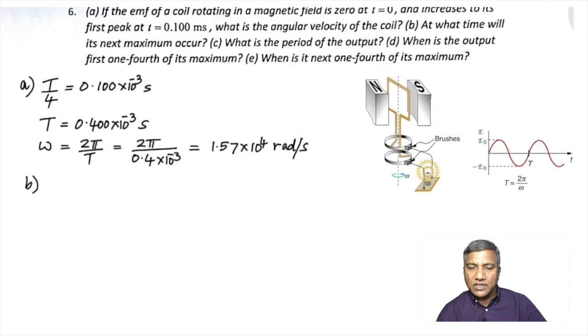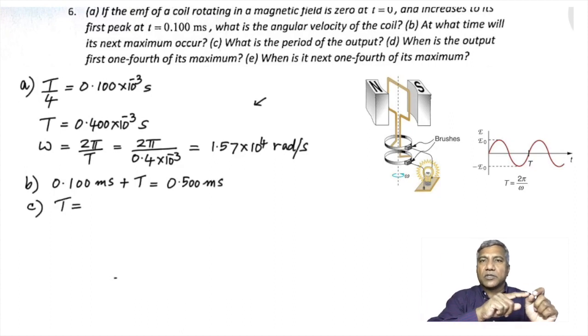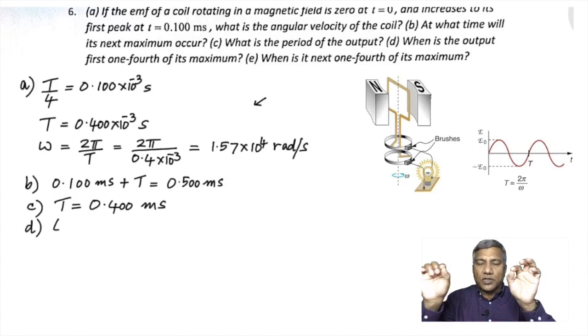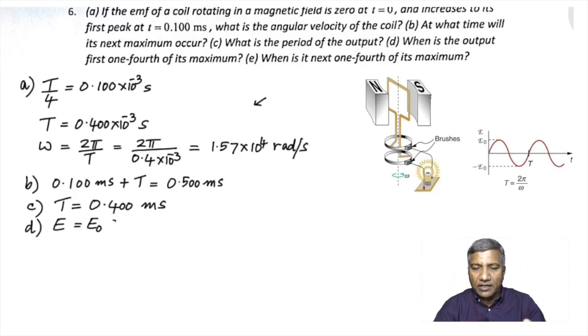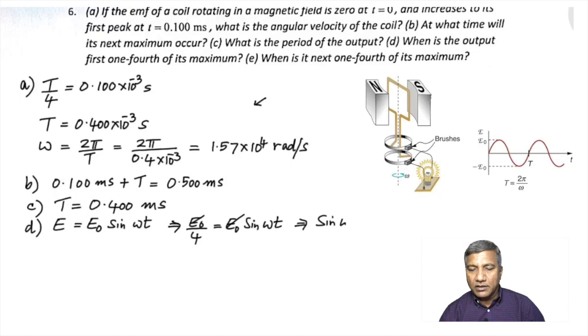And then it says at what time will its next maximum occur. Its next maximum will come one time period after the first peak, because you have the first peak and then you have the next peak, and the time difference is one time period. So just add the time period. For C, what is the period of the output? We already found that to be 0.4 milliseconds. And then D, when is the output first 1/4 of its maximum?